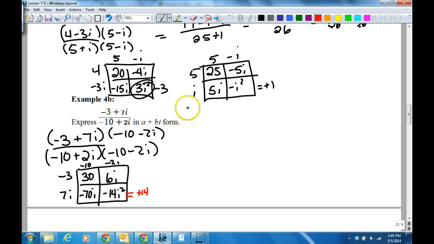Yep, 30 plus 14 is what? 44. And then negative 70i plus 6i. Yep, that's on top.